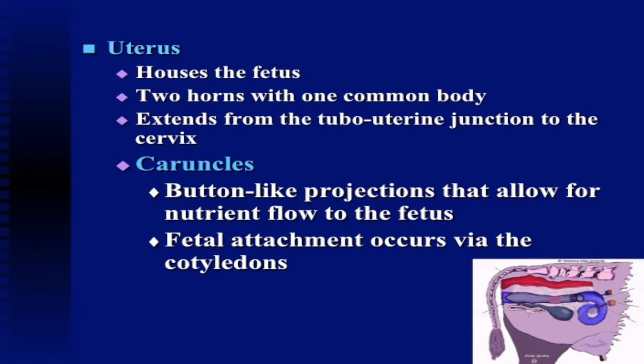The caruncles are the button-like projections that allow for nutrient flow to the fetus. The fetal attachment, on the fetus side, occurs at the cotyledons. The junction of the caruncles and the cotyledons is almost like a snap you would see on a shirt, where those two fit together and join. Upon birth, the caruncles and cotyledons separate when the animal goes through the birthing process.